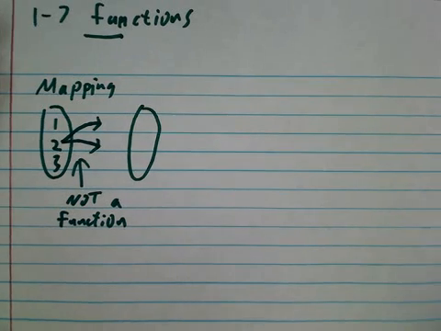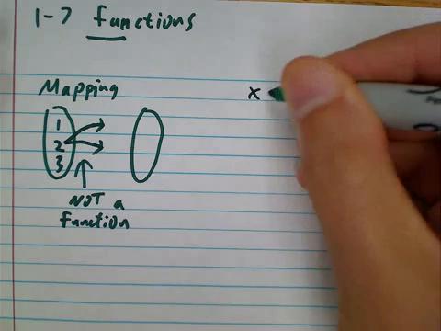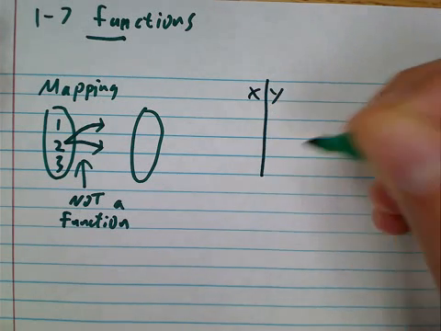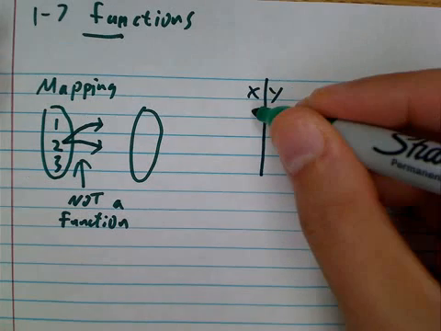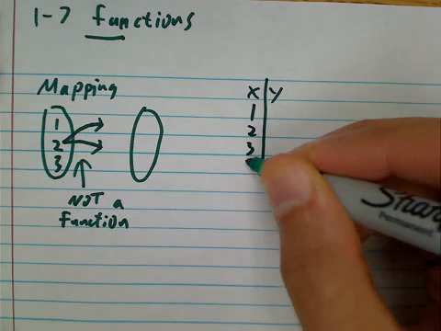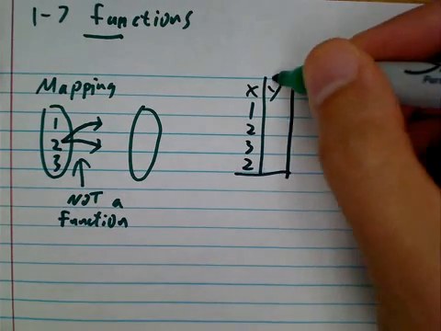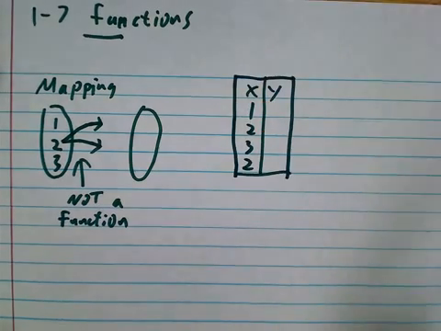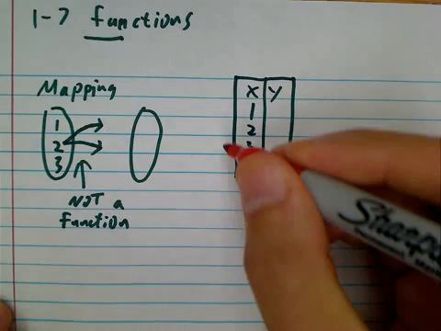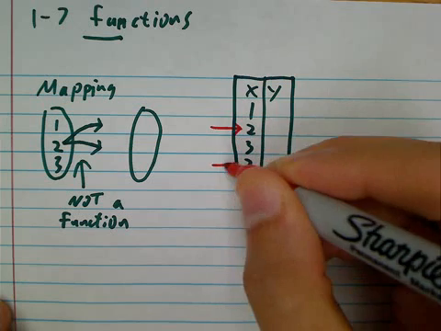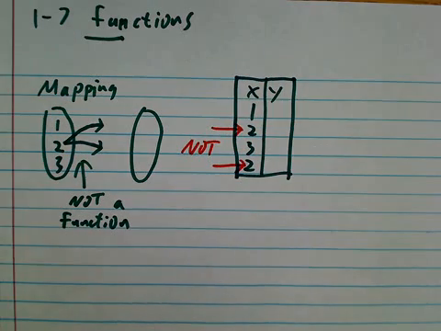Let's look at ordered pairs. Or let's do a table actually next. So if we have a table, I'm going to do the same here. If you look down the x's, and the y's don't matter, if you look down the x's and you see the same number twice, that's not a function. So look right here. If you see the same number twice, that is not a function.